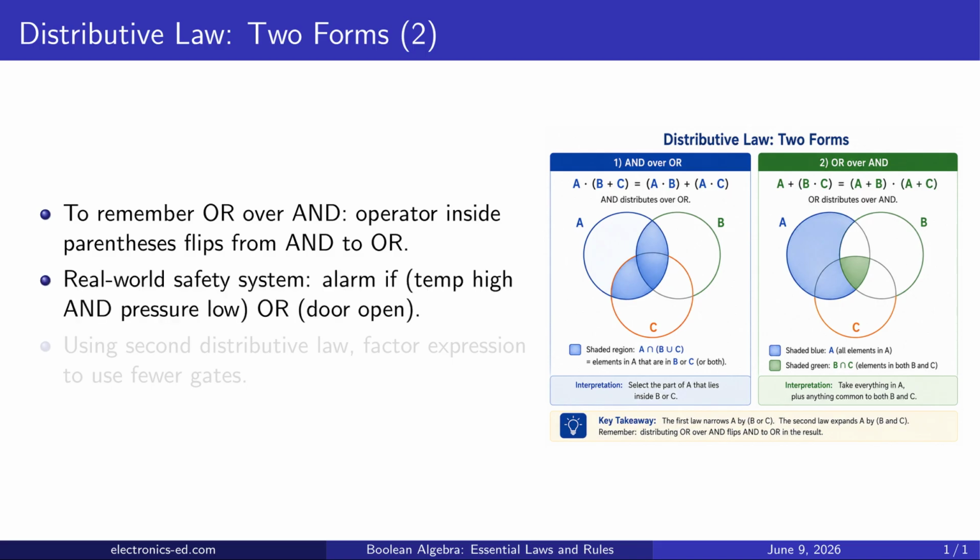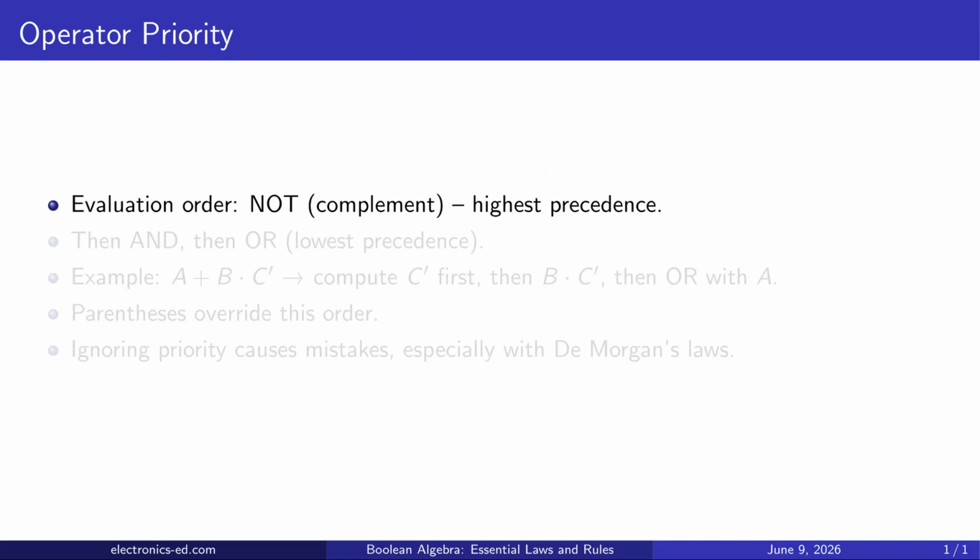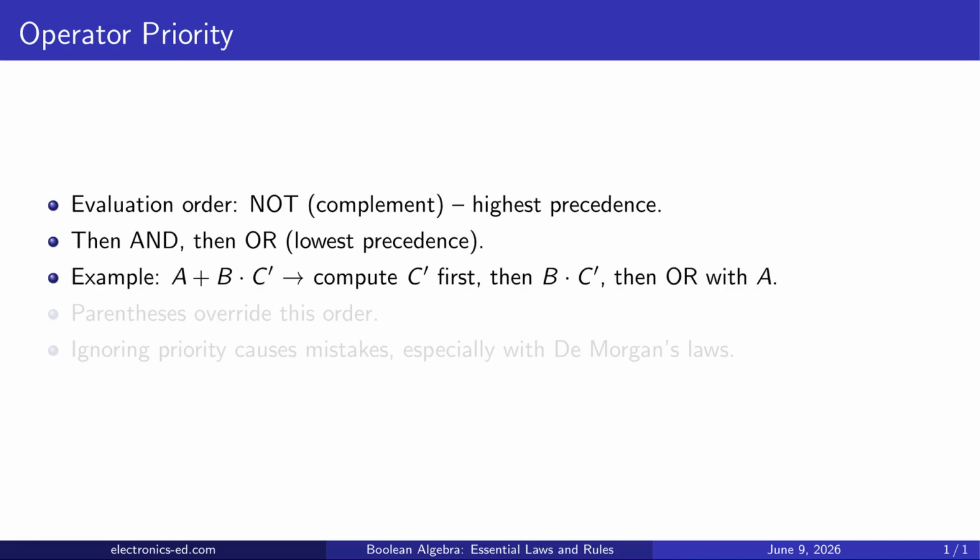In a real safety system, the alarm triggers if either temperature high and pressure low, or the door is open. Using the second distributive law, we can factor the expression to use fewer gates. NOT, the complement operation, has the highest precedence. Next comes AND, and finally OR has the lowest precedence. For example, in A plus B and C complement, we compute C complement first, then B and C complement, then OR with A. Parentheses can override this default order.